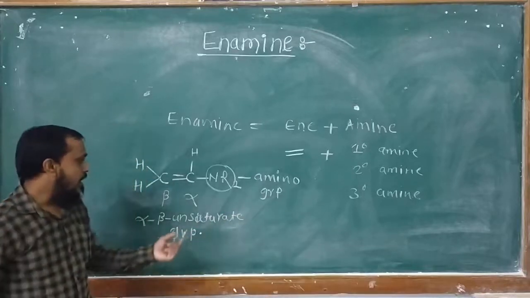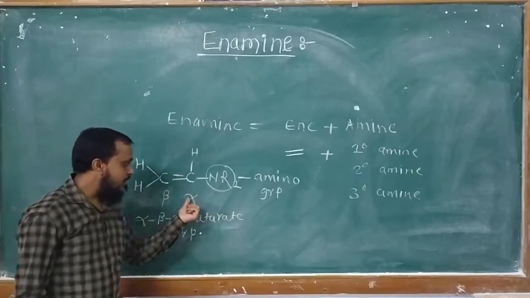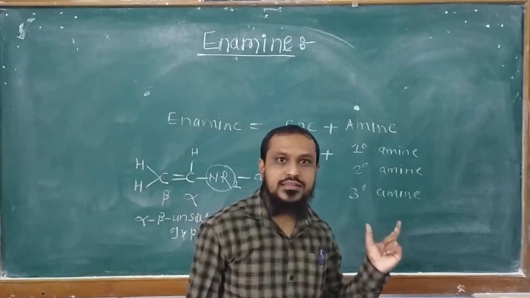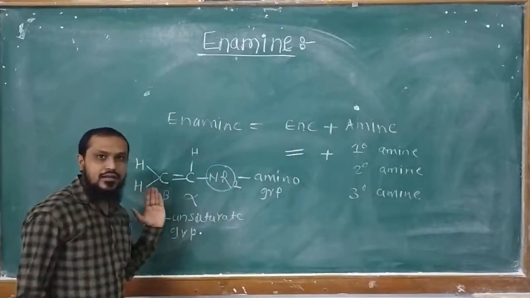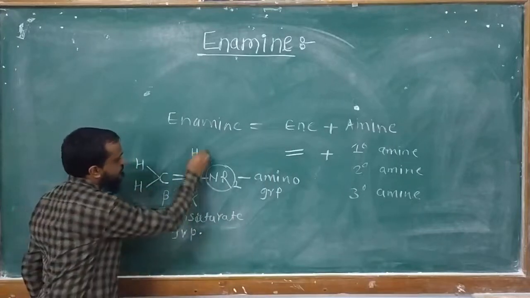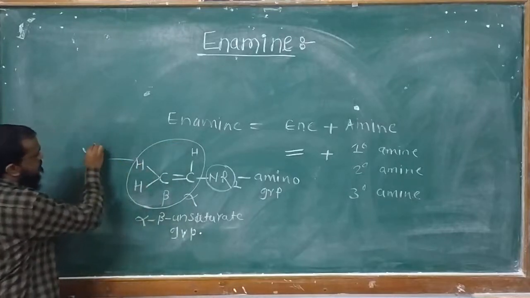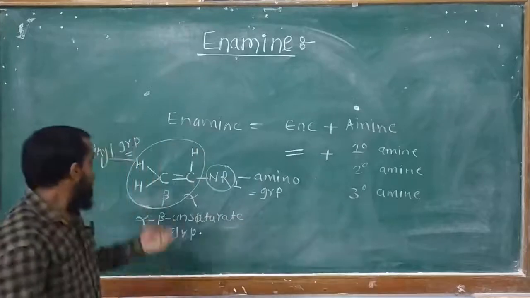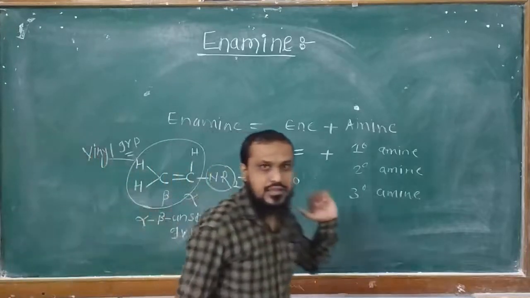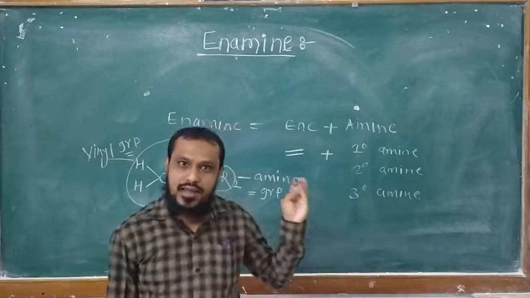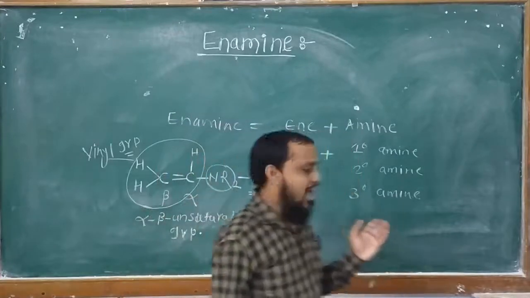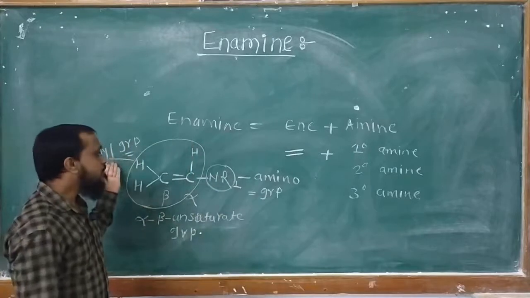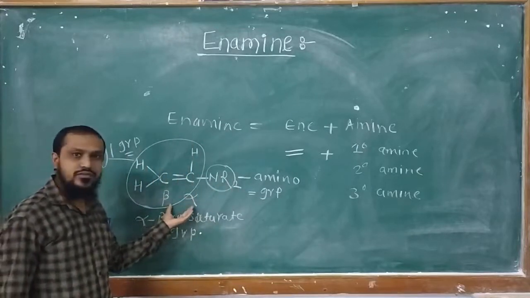So enamine are the alpha beta unsaturated compound. Okay, it is also called as vinyl group containing amine. See here, this is the vinyl group. So enamine are also called as vinyl group containing amine. Enamine are the combination of E plus amine, and are also called as alpha beta unsaturated compound. Okay, this is the general representation of enamine.